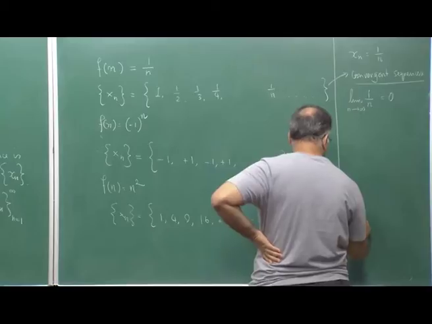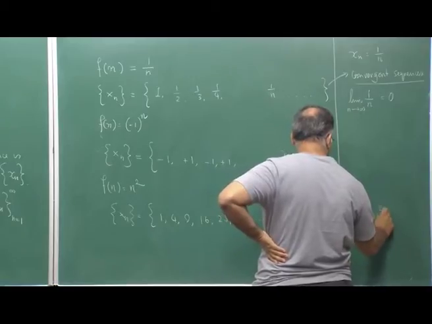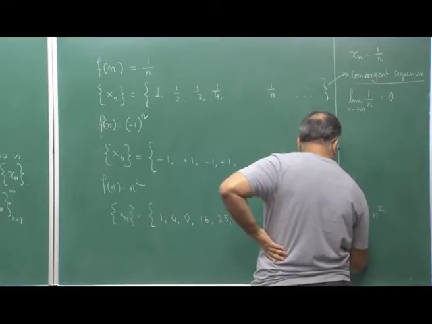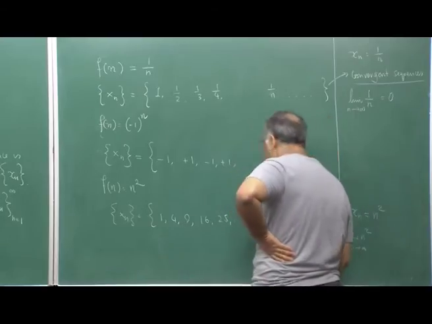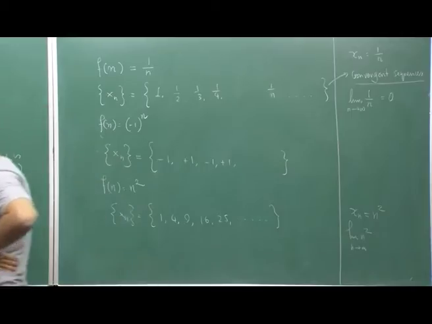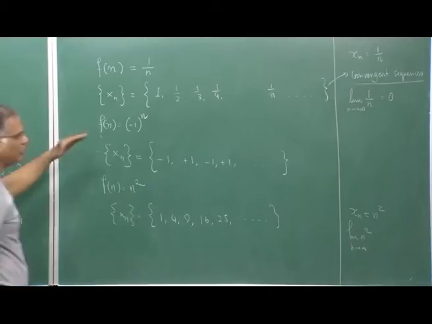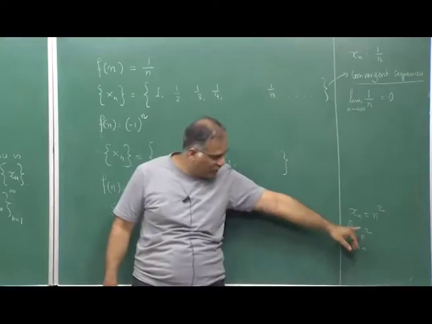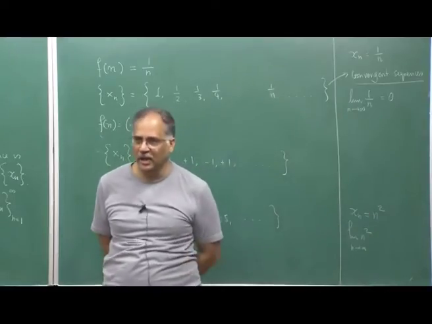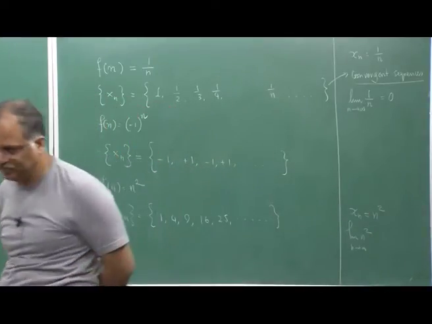So, here my xn is equal to n square. What would happen? Can I say something about this? Where does the value of the sequence go? Where is the value tending towards? In the earlier case it was tending towards 0, going down and down and down. Here it is going up and up and up.